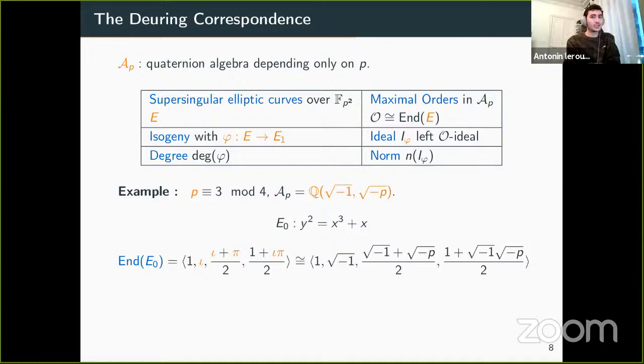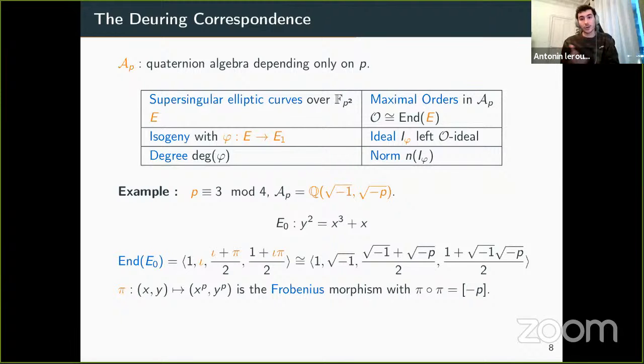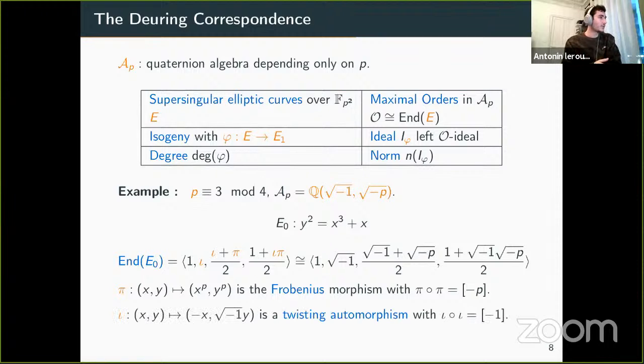Then if I take this curve E0, which is a very special curve, we know that when p is equal to 3 mod 4 this curve is always supersingular. Then we have a very nice representation of the endomorphism ring of E0, given by two endomorphisms, iota and pi, that we can make correspond to the square root of -1 and the square root of -p through our Deuring correspondence. In fact, pi is the Frobenius morphism that I already mentioned. And if you compose pi with itself, you obtain the scalar multiplication by -p. This is how you can see pi as the square root of -p. And then iota is this twisting endomorphism, which corresponds to the square root of -1. And you can see that we have very nice rational expressions for these endomorphisms.